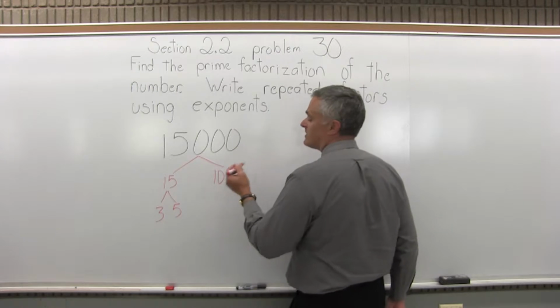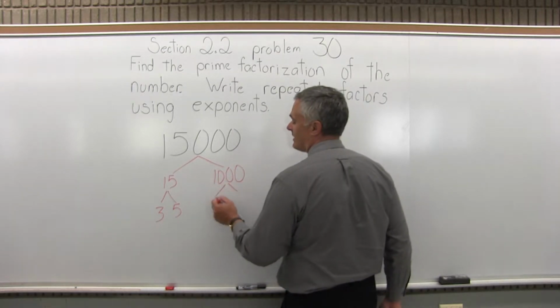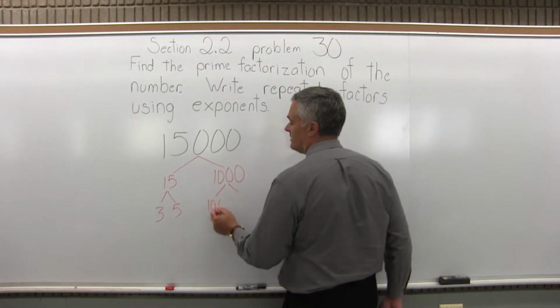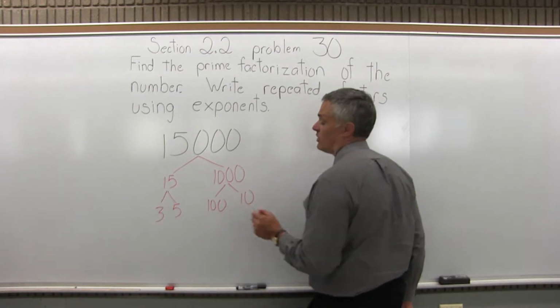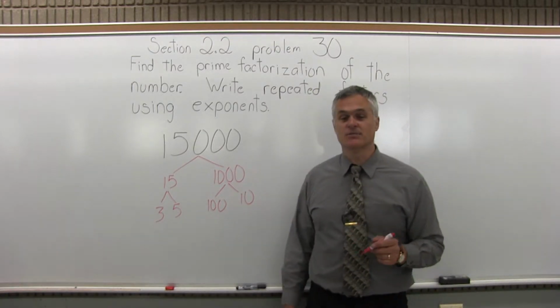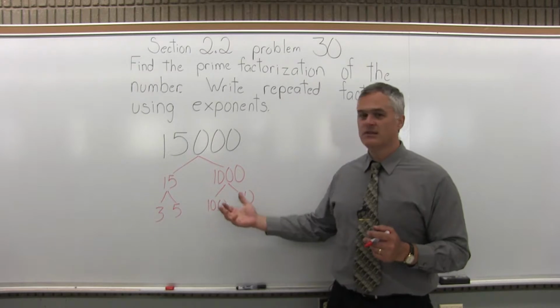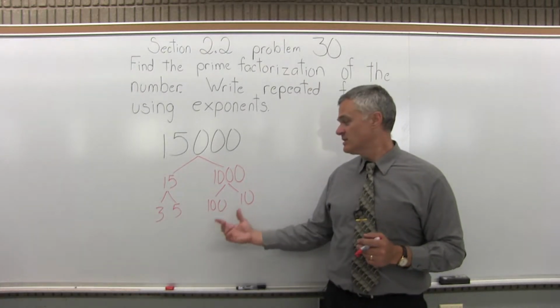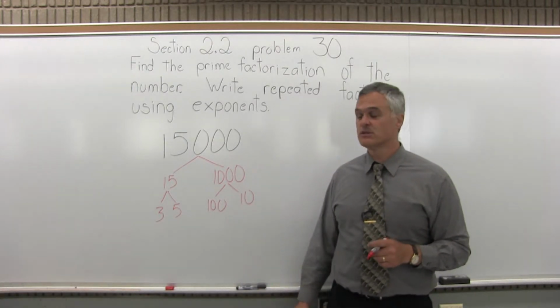The 1,000 can be split many ways, but I think of 100 times 10. 100 times 10 makes a 1,000. That's a nice simple way to split it. And again, there are others. In the end, you'd have the same prime factorization. This is what I think of first, so this is what I use.